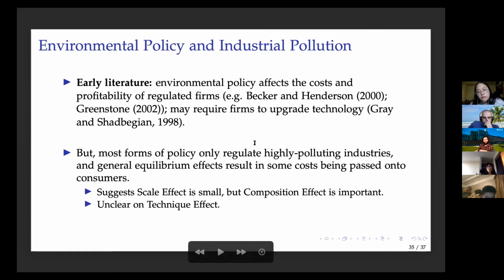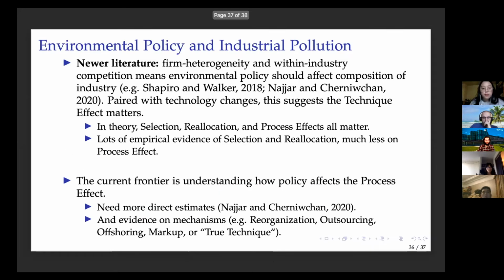If we add on to this an understanding that most forms of policy only regulate highly polluting industries, and we might see general equilibrium effects created by costs being passed on to some consumers, what this really suggests is the scale effect of policy should be small, the composition effect should be relatively large, and it's unclear about the technique effect. So we see firms may upgrade technology in response to these policies, but we need to understand some of the general equilibrium implications to get a sense of the relative size of these effects.